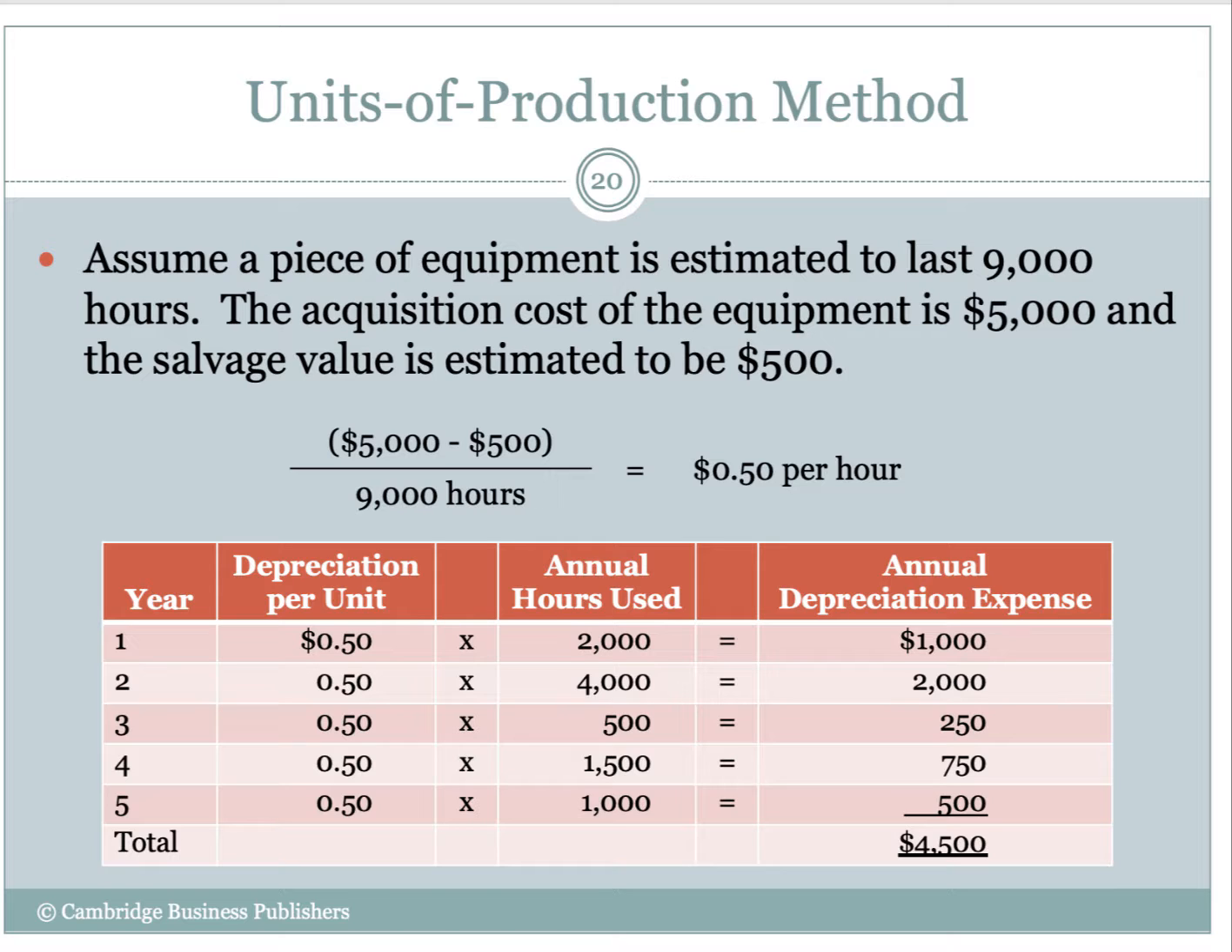And this equipment is expected to last 9,000 hours, okay? Acquisition cost still 5,000, salvage value still 500. What's the depreciation per hour? Well, it's 50 cents per hour, right? 4,500 divided by 9,000 gives us 50 cents per hour. Now, notice what we have here. We have our depreciation per unit, and then we have the annual hours that we actually used.